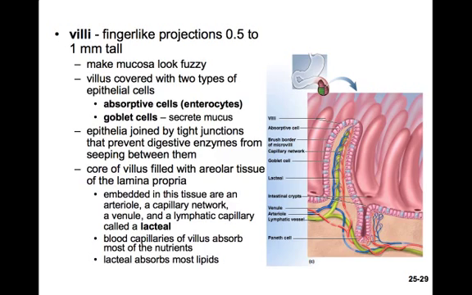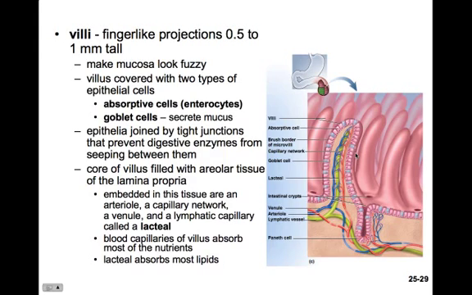Now look at the villi. In addition to the folds, we have villi between and on the folds. They're maybe 0.5 millimeter to 1 millimeter tall. They make the mucosa look kind of fuzzy. The villi have the epithelial cells all over them. The epithelial cells are a mixture of the absorptive cells or enterocytes, normal columnar epithelium you see in pink, and then goblet cells. And goblet cells will secrete the mucus. These are the cells here in blue.